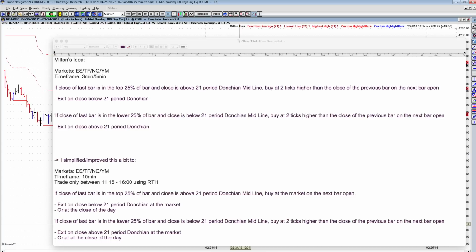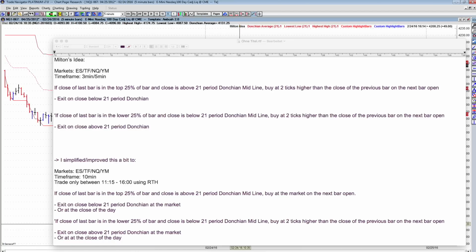He suggested to trade it in the E-minis, like the E-mini Nasdaq, the Russell, and the E-mini Dow, on time frames as low as 3 and 5 minutes. And the entry signal was that if the close of a price bar is in the top 25% of the bar, and that close is above the 21 period Donchian midline, then buy 2 ticks higher at the close of the previous price bar.